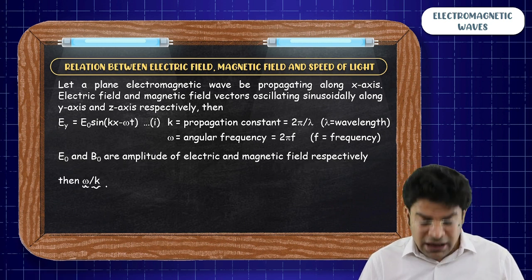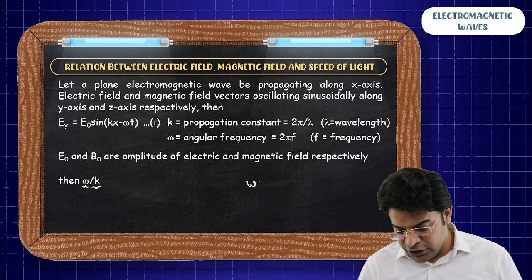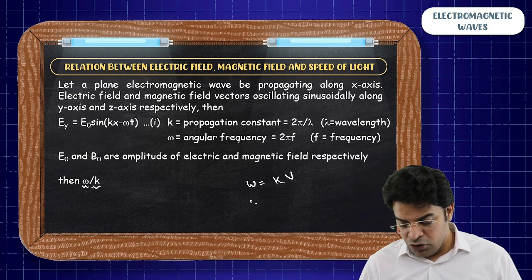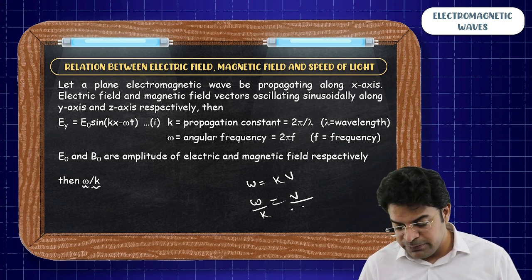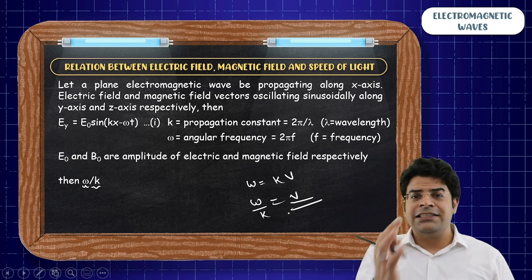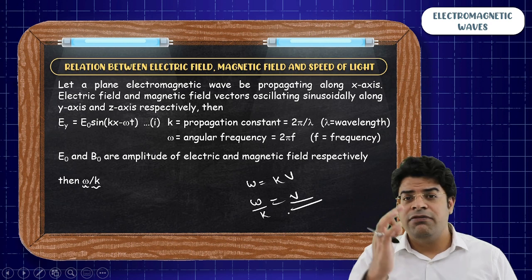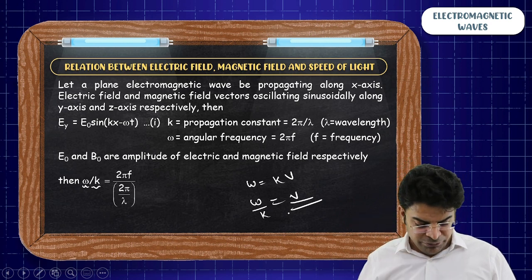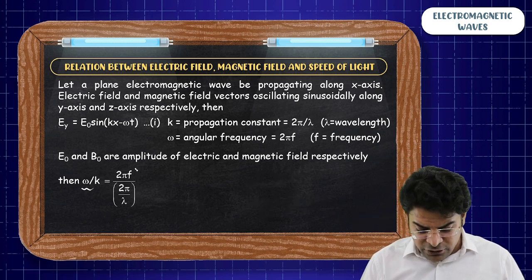We know that omega by k gives you what? I told you guys, omega equals kv. So omega by k is nothing but the speed of the propagating wave. If the wave travels in vacuum, then this speed has to be the same as the speed of light, which is 3 into 10 to the power 8 meter per second. Now in place of omega, you can write 2 pi f.